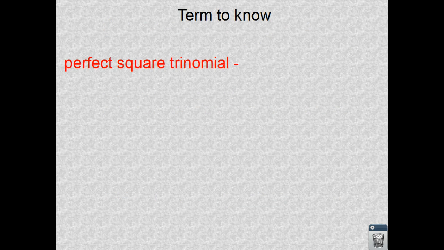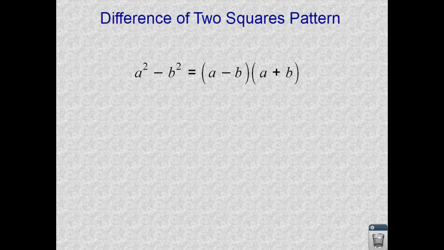Okay, here is a term I'd like you to know. Please copy this down in your journals and define it. We have some special product rules here when we deal with factoring. This is called the difference of two squares pattern.